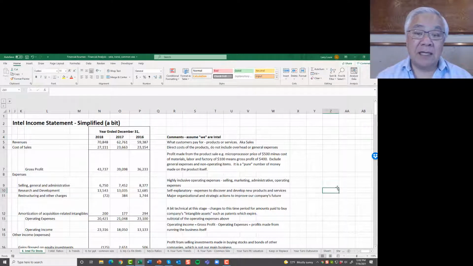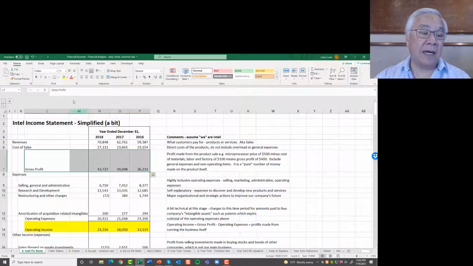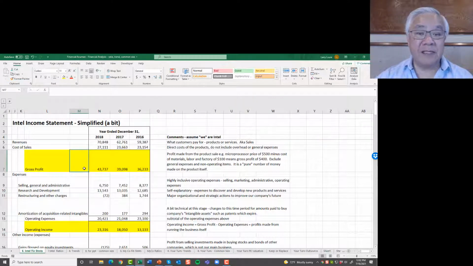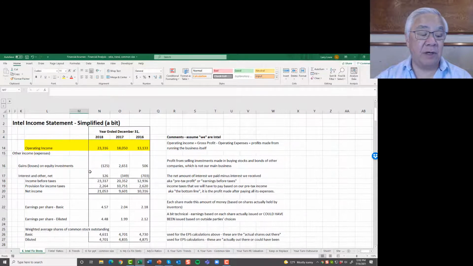When we take the gross profit and we subtract from it the operating expense, we get operating income. And that's this next subtotal. I'll just highlight the subtotals as we go, just so you can see how they relate to each other. Gross profit is near the top, and that's just revenue minus cost of goods sold. Then we go to operating income, which is the gross profit minus the operating expense. And think about it as how much money you earn as a business from running the business of Intel.